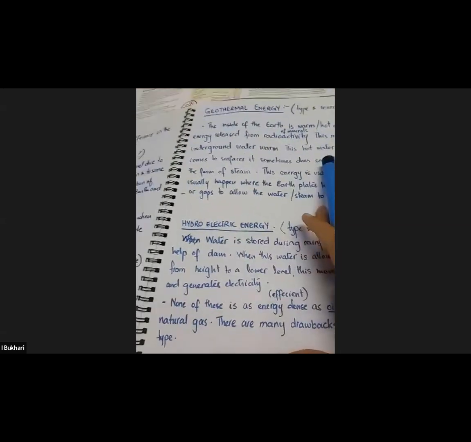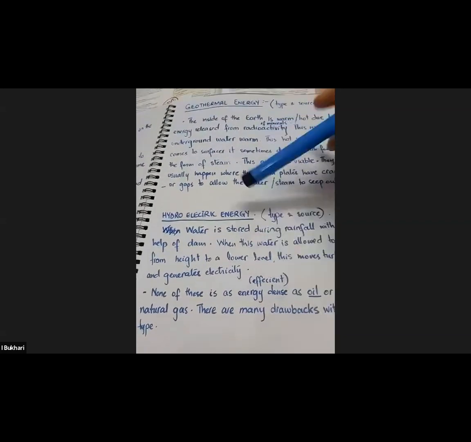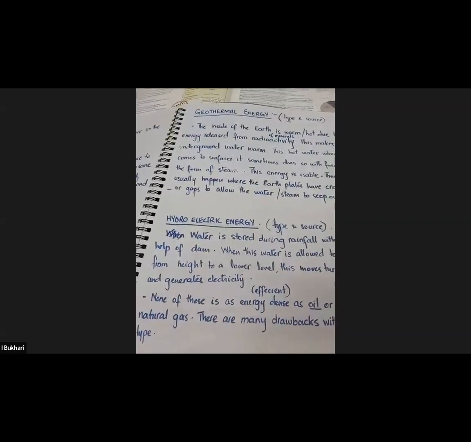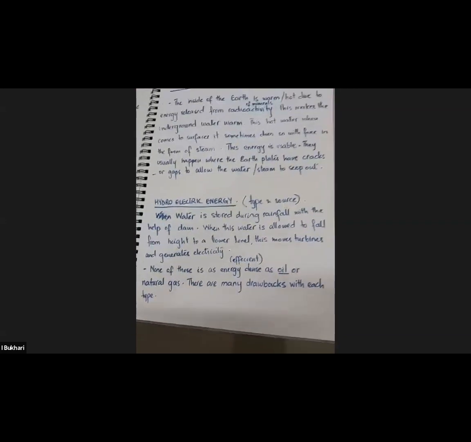Okay, now hydroelectric, real quick, this is easy. We are out of time. Hydroelectric, as the name suggests, is at mountainous areas where the height is more. If we have rainfall, and usually the rainfall is more at higher elevations, the water accumulates. When that water is allowed to fall from a higher height to a lower level, it moves the turbines, and that is kinetic energy, which is converted into electrical energy, right?